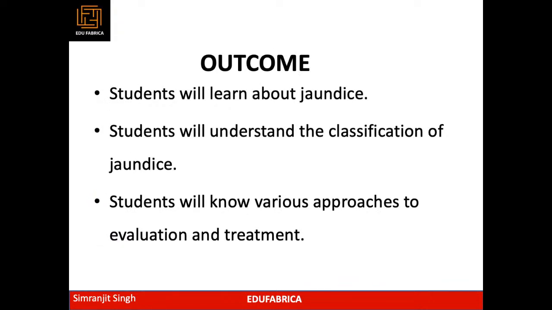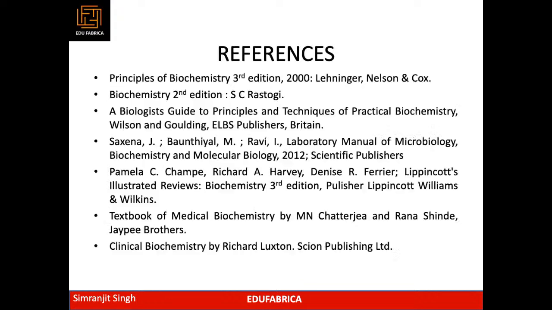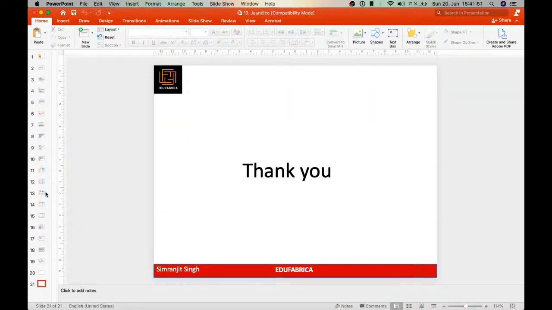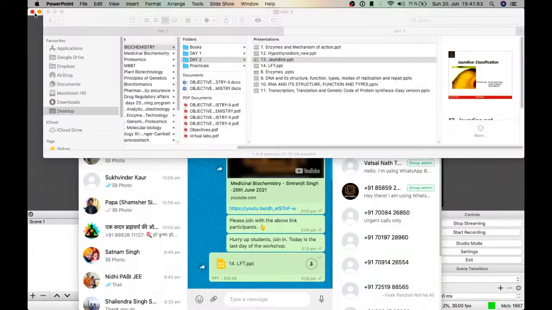So the outcome is that, having learned about jaundice, students will understand the classification of jaundice and the various approaches to evaluation and treatment. So these are the references. Thank you very much. So this was about jaundice.